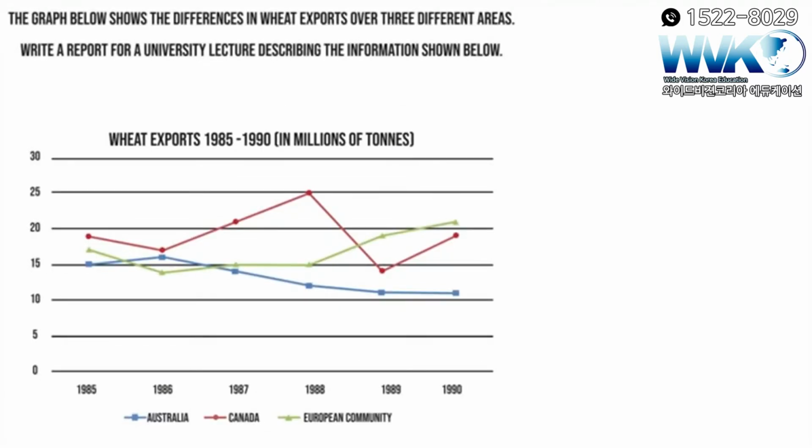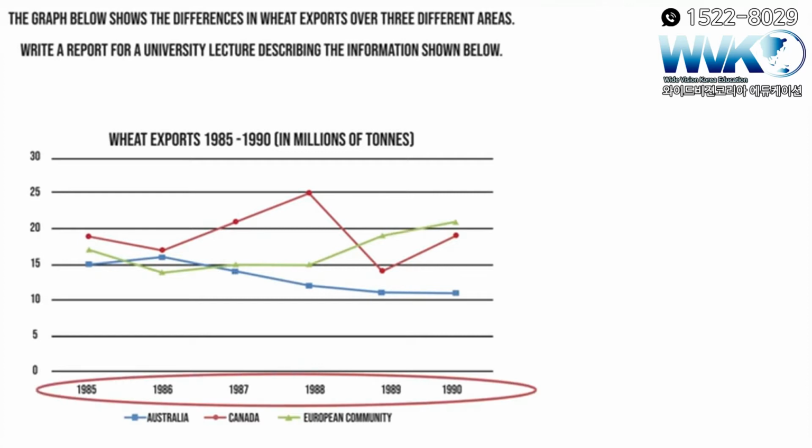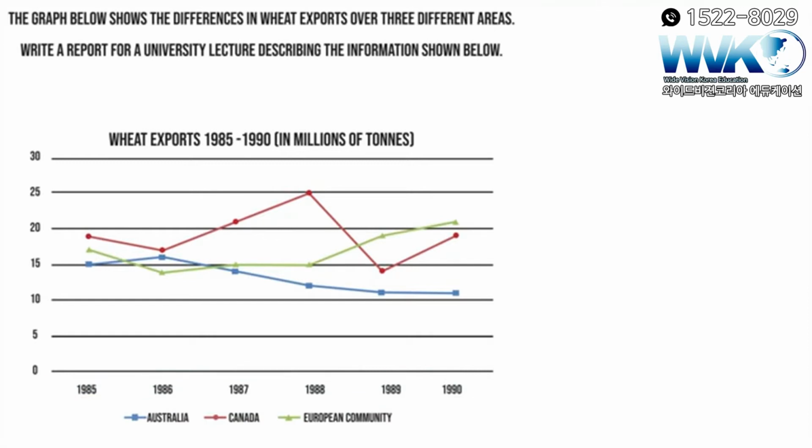If we look at the x-axis, it shows the time, 1985 to 1990, and it goes up a year by 1. Now, if you go to the y-axis, it shows you 0, 5, 10, and all the way up to 30 in millions of tons, but it will only show you the first 2 digits, 0 up to 30. Okay, so this is the first thing we have to look at, the x and y axis, and then we will have to go within the line graph.